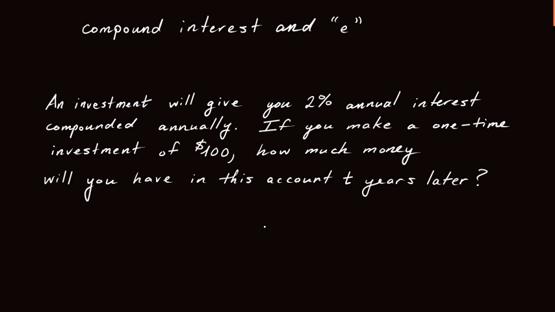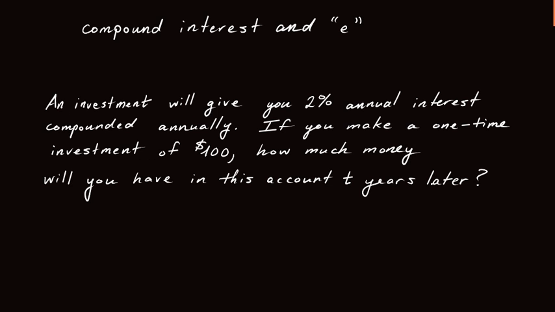Hi, in this video we're going to discuss compound interest and the number e. So let's start with an example. An investment will give you 2% annual interest compounded annually. If you make a one-time investment of $100, how much money will you have in this account t years later?